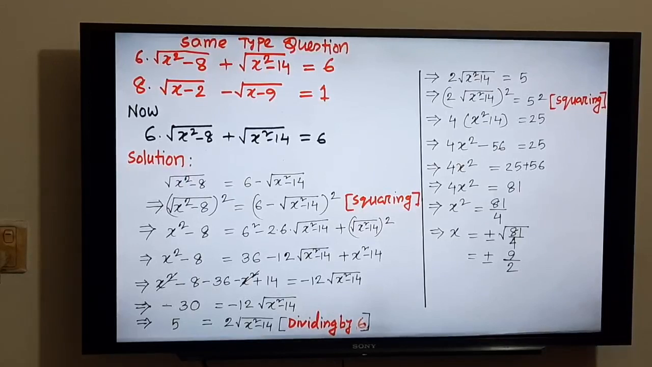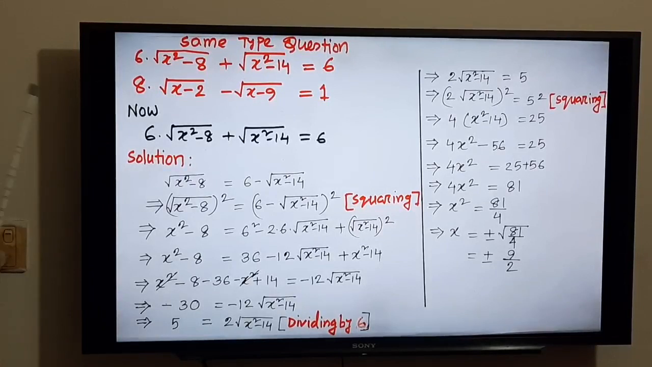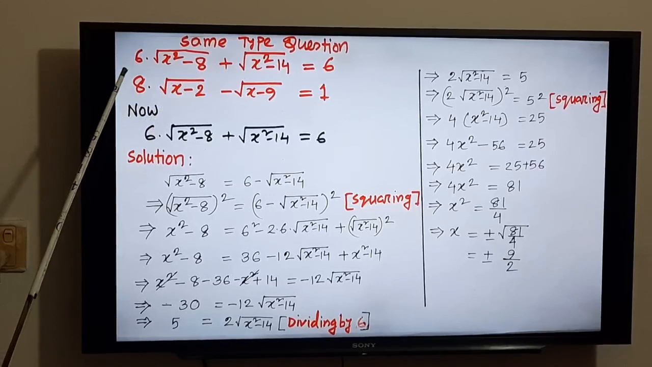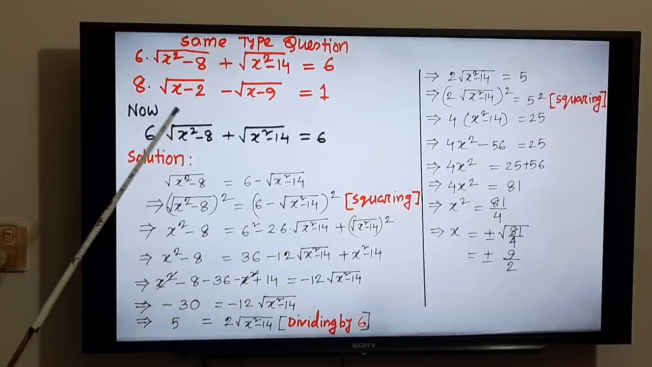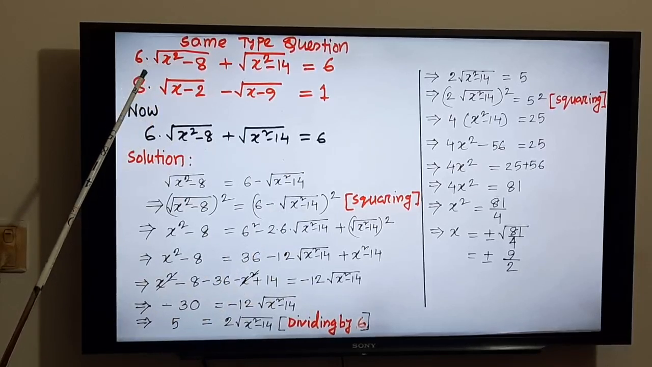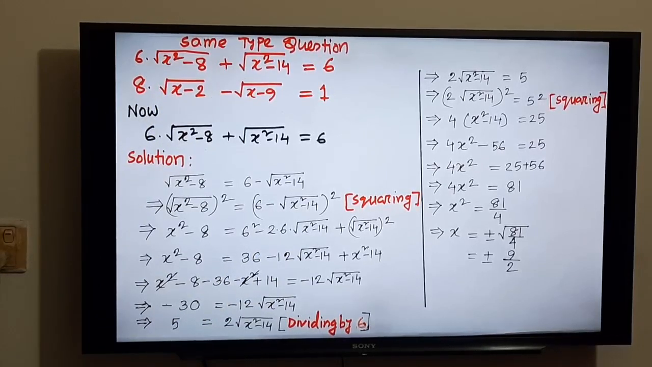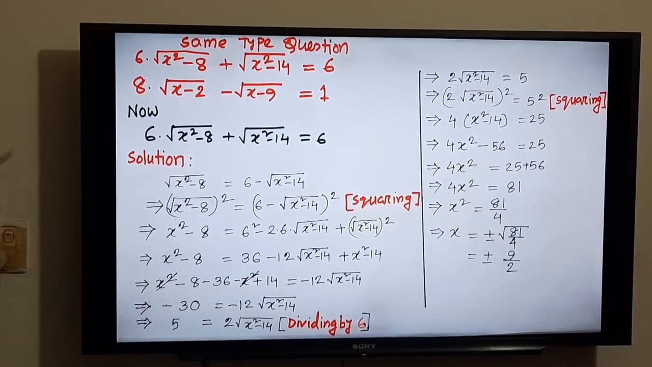Okay, open your book. Now you can see questions 6 and 8. They are the same type of question, because their solution procedures are the same. If you understand question number 6, then you can also do question number 8. At first, we want to discuss question number 6. In last class, we discussed what a radical term is and how we can solve equations involving radical terms.